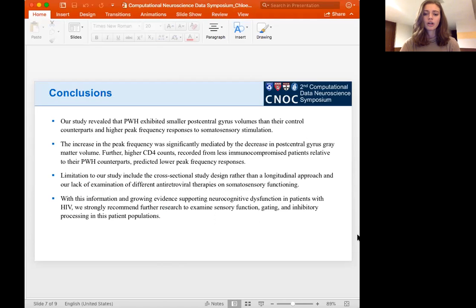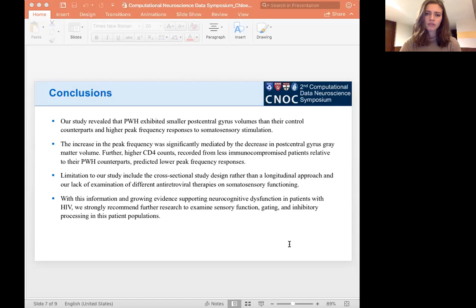So to conclude, our study revealed that persons with HIV exhibited smaller post-central gyrus volumes relative to their control counterparts and higher peak frequency responses to somatosensory stimulation. This was explained by a full mediation model. Further, higher CD4 counts recorded from less immunocompromised persons with HIV predicted lower peak frequency responses.